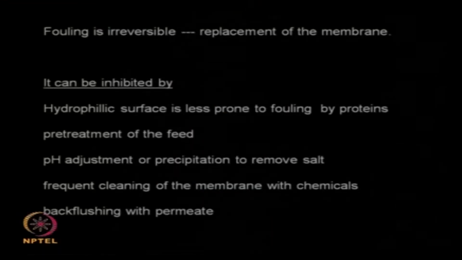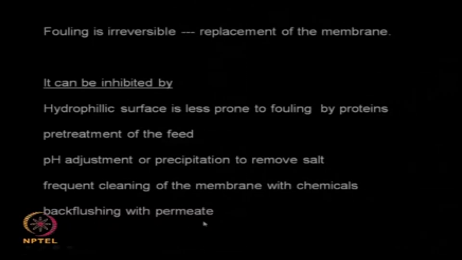So you can inhibit fouling, you can slow down fouling by doing many things. We can make the surface very hydrophilic, so bacterial proteins and other things do not deposit. The feed can be pre-treated so that there are no salts precipitating out. We can do pH adjustment, or we can even precipitate all the salts before they come to the membrane. So you can have a precipitation chamber and then move it to the membrane chamber. Then you can do a lot of frequent cleaning of the membrane with chemicals, that is also possible. So we can clean the membrane surface from time to time.